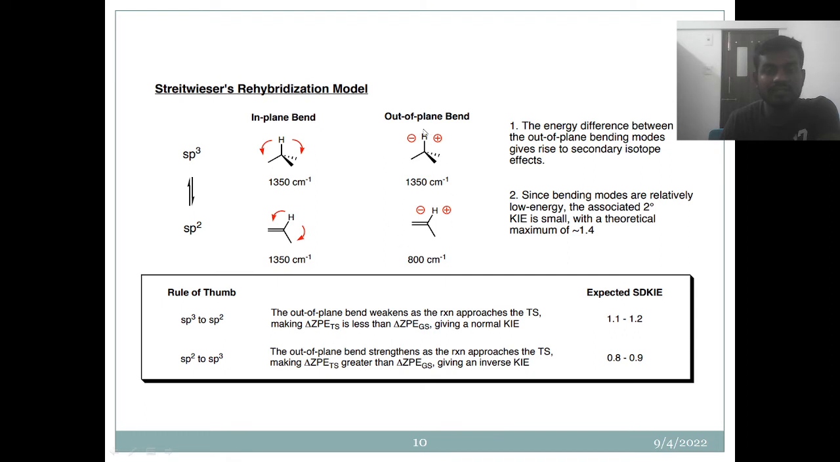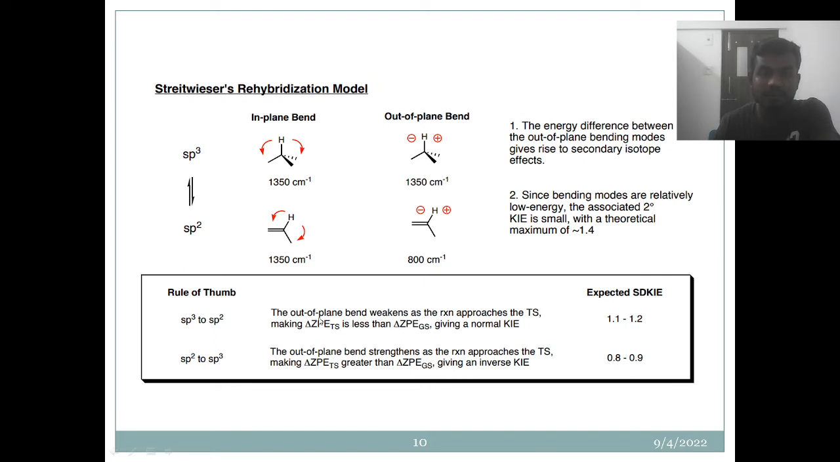So I will discuss this point: how the out of plane bend affects the value. There are a lot of things. Let me follow this line. These two lines are actually important. Imagine you are going from sp3 to sp2. The out of plane bend weakens.